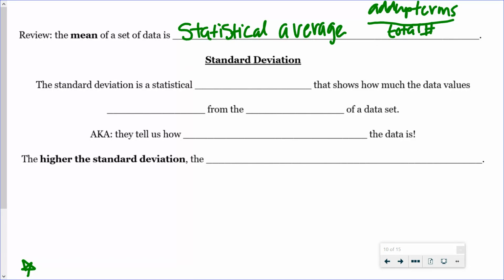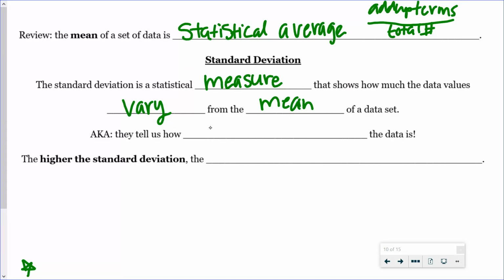So if you need that reminder of what it is, we add up all of our terms, we divide by the total number, and that gives us our statistical average. Now the standard deviation is a statistical measure, so it's another thing that is using those numbers, that data set, and also some mathematics that we apply to it that shows how much the data values vary from the mean of a set of data. Okay, so it says how far apart are those values from the mean, from the center. So not from smallest to biggest, but from the center.